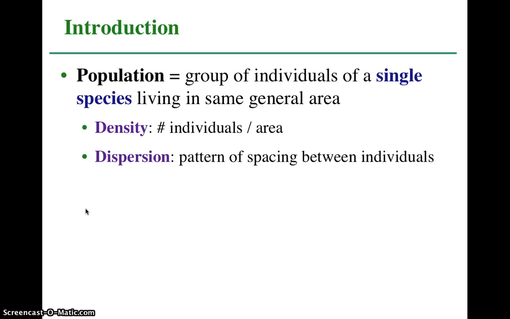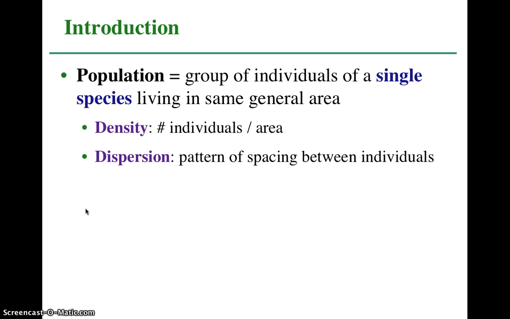So a quick introduction about population. Population is basically talking about a group of individuals of a specific, single species living in the same general area. So we're talking about the same species. It could be all the Mickey Mouse family, it could be all the human race, it could be all the bees. It could be a lot of stuff, but it has to be one single species.